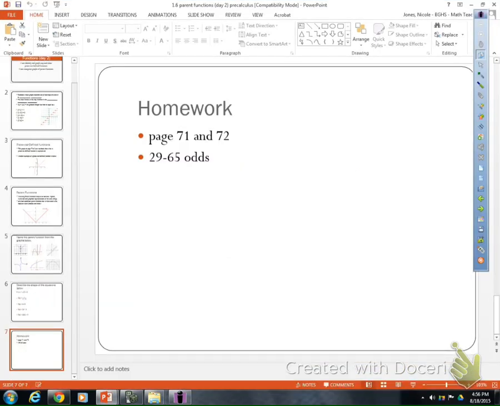And here's your homework assignment for tonight for section 1.6, day 2. Good luck. If you need graph paper, please use it. Don't do a whole bunch of little sketches in your notebook.